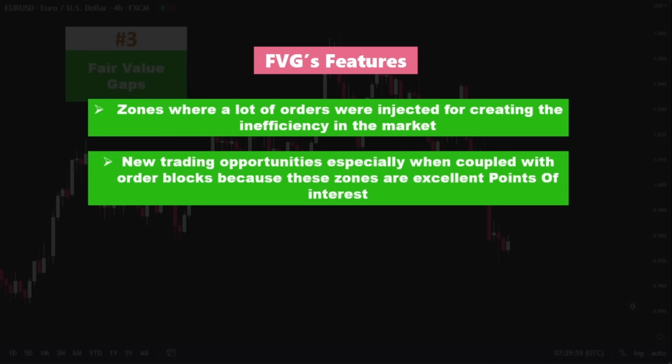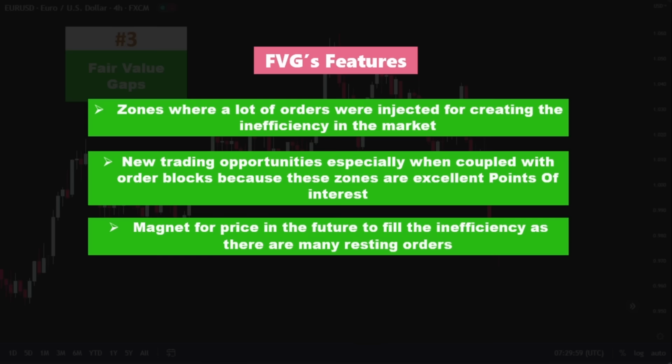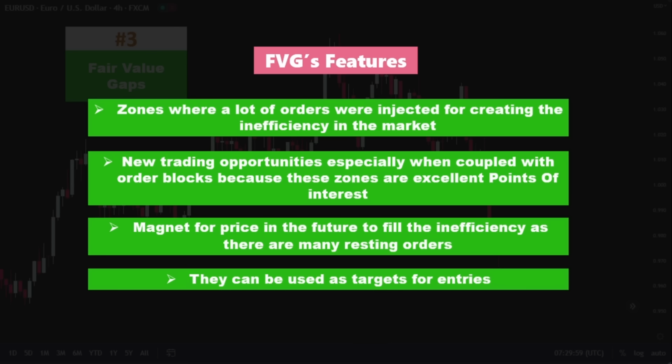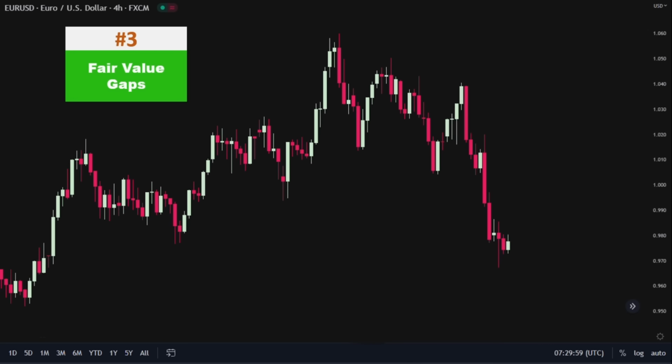FVGs represent new trading opportunities, especially when coupled with order blocks, because these zones are excellent points of interest. Fair value gaps can become a magnet for price in the future to fill the inefficiency, as there are many resting orders. Also, we can use them as targets for our entries. So, let's see how we should identify a fair value gap.